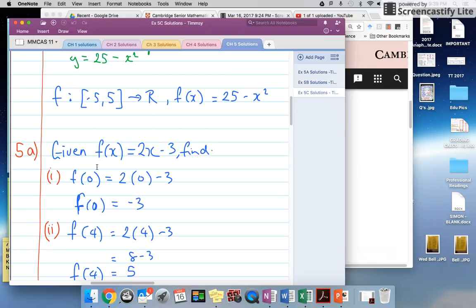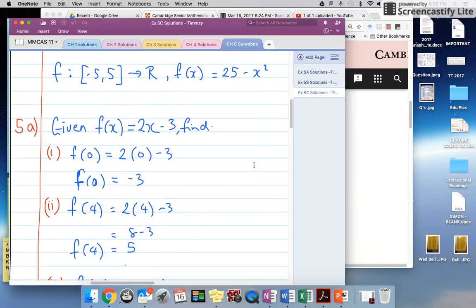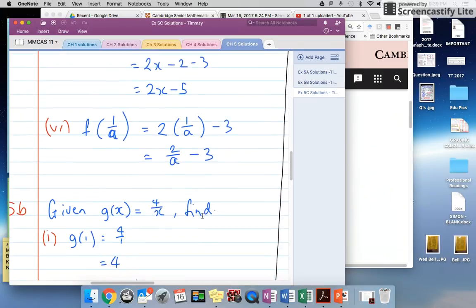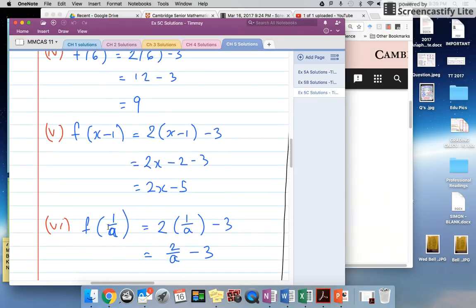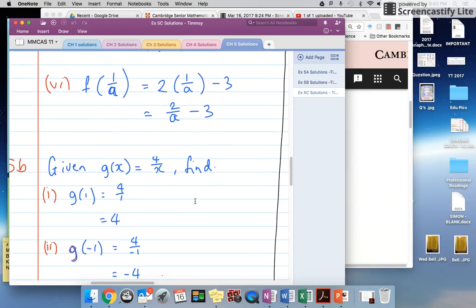So if I was over here, if I've been given that this is my function, f of x is 2x minus 3, find f of 0. So I just sub in 0 where I see my x, work that out. F of 4, so they're straightforward. It's only when we get down to these ones here. This time, where I see an x, I sub in 1 over a. Where I see an x, I sub in x minus 1. So they're just a little bit more complicated.